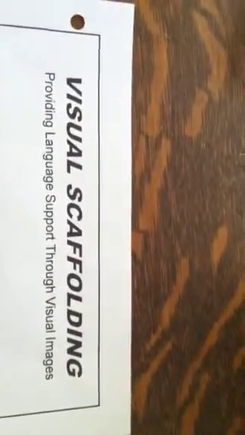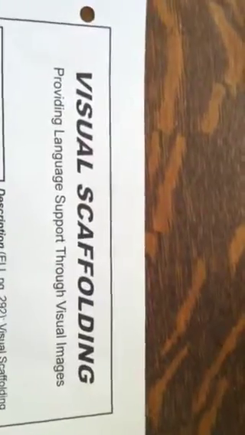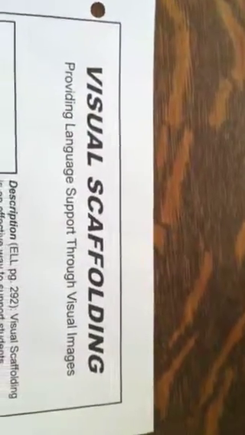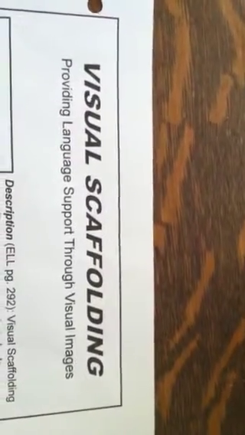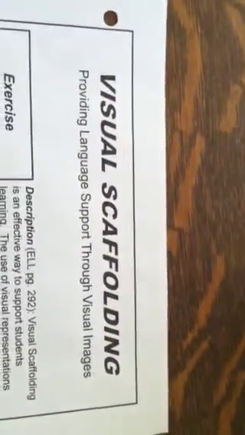The ELL strategy we'll be discussing today is visual scaffolding, in which we are providing language support through visual images. The strategy is intended for early intermediate ELL and intermediate language learners. The strategy is going to involve an exercise bingo, adapted for a beginning body comp class that we use at a high school level.